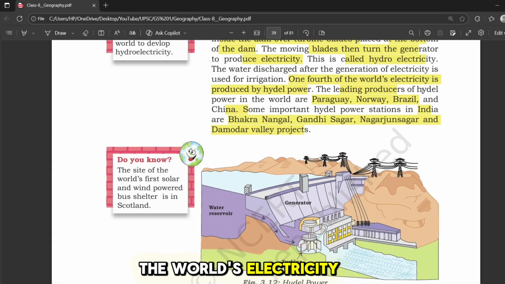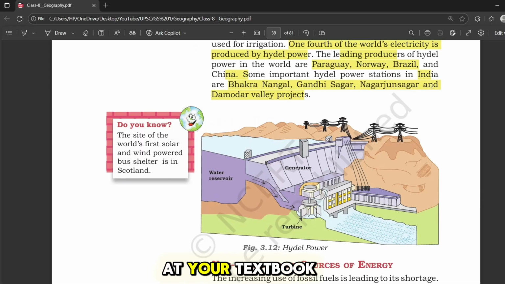Around one-fourth of the world's electricity comes from this. Countries like Norway, Brazil, and China are top producers. And in India, Bhakra Nangal, Gandhi Sagar, Nagarjuna Sagar, and Damodar Valley are major projects. If you look at your textbook image, you will see how water flows down, turns the turbine, and generates power. That's the whole process.